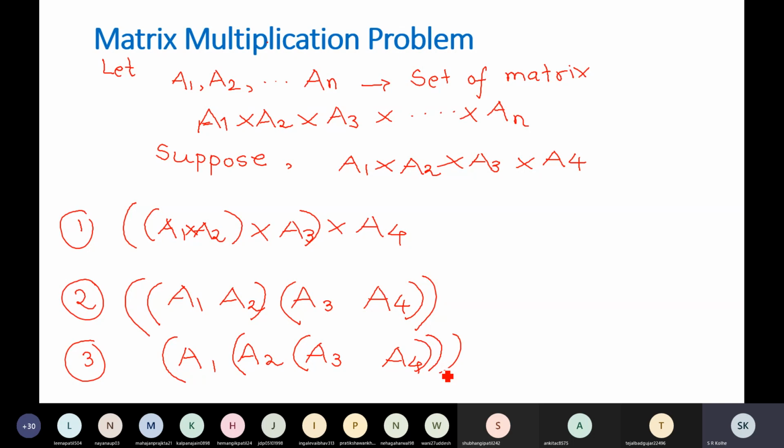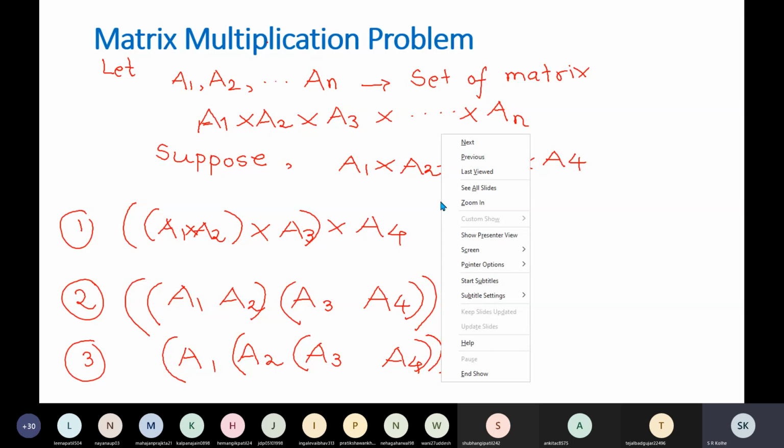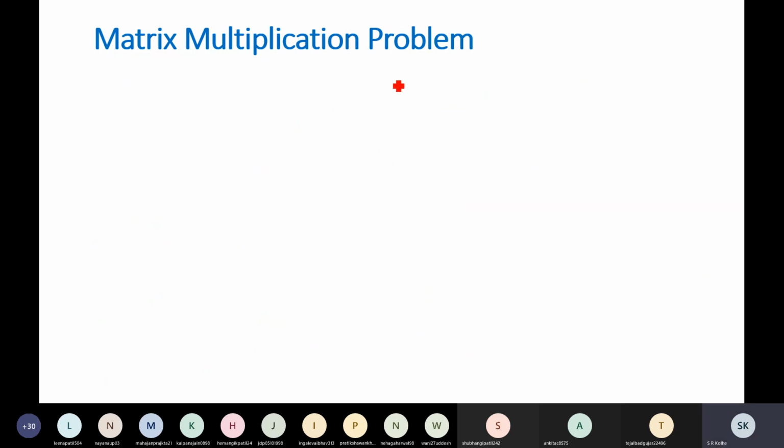Here we have shown that the same task you can perform in different ways. Now we can put this in the form of an AND OR graph. I will erase all this. Now, all these four matrices: A1, A2, A3 and A4.